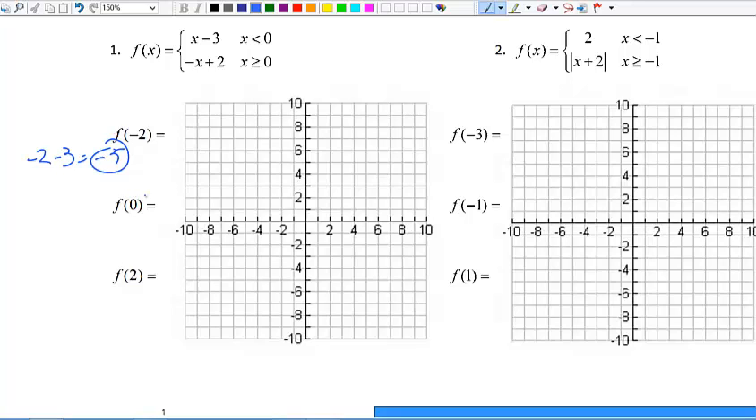Whereas f of 0, looking at these symbols, it seems to be at the top equation. But it's greater than or equal to 0, which means 0 is part of the bottom equation. So negative 0 plus 2, which means when x is 0, y is 2. And then f of 2, which means when x is 2, so that would be negative 2 plus 2, which is 0. So when x is 2, y is 0.